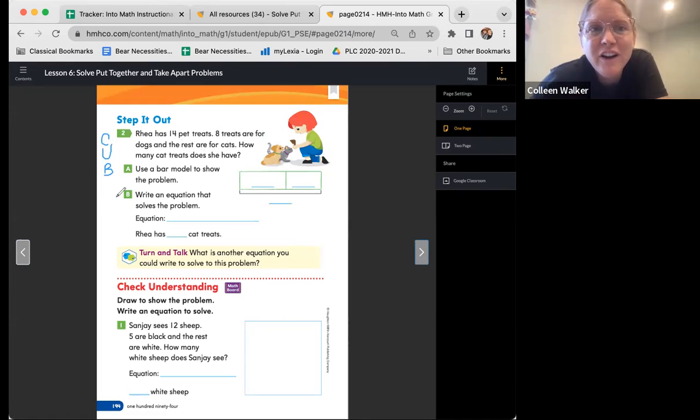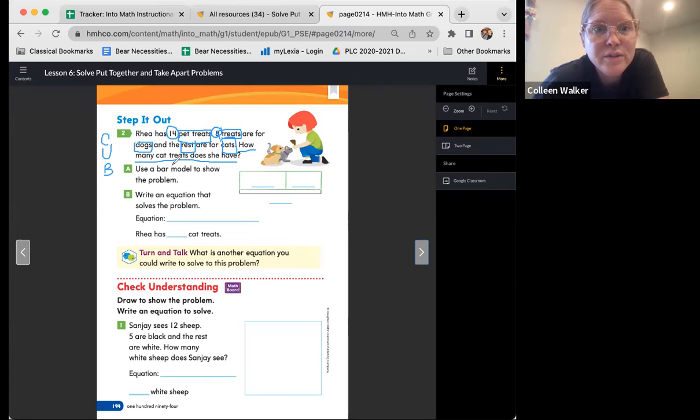Welcome back. So you should have already done the cub strategy, which is circling the numbers, 14 and 8, underlining the question, how many cat treats does she have? And boxing the keywords. So we know that there are pet treats, and these are treats for dogs, and the rest are for cats. Do we know how many are for cats? No, we have to figure it out. We just know the rest are.